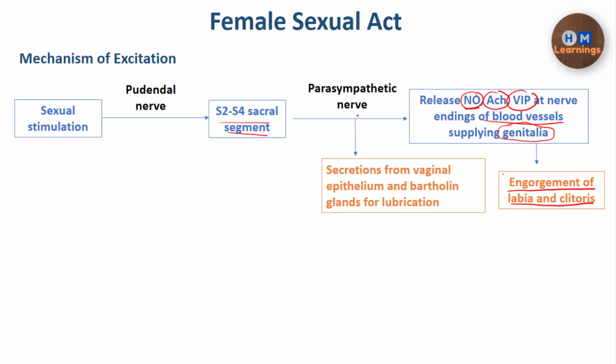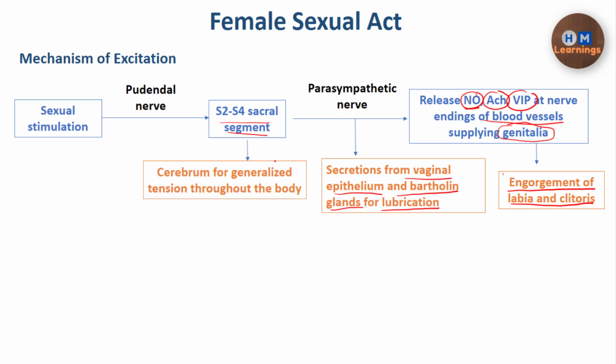Then another thing is that the parasympathetic nerves are also going to supply the epithelium glands and other glands for the secretion, so that the lubrication could be happening. Then the S2 S4 segment is not only sending the impulses to other areas but also to the cerebrum, that we have already seen, for the generalized tension throughout the body. So it makes sense because sexual segments are going to send the fibers arising from them to the external genitalia area, to the reproductive area, urogenital areas.